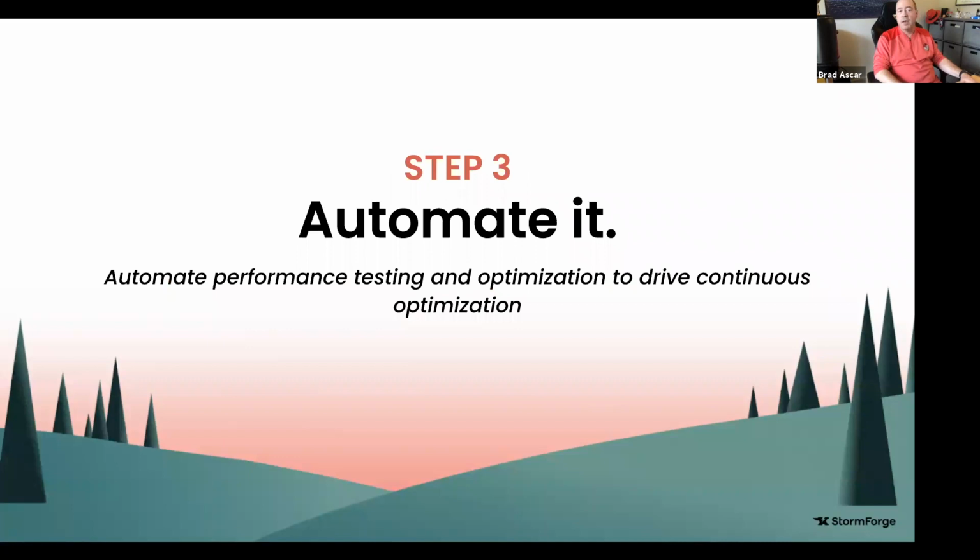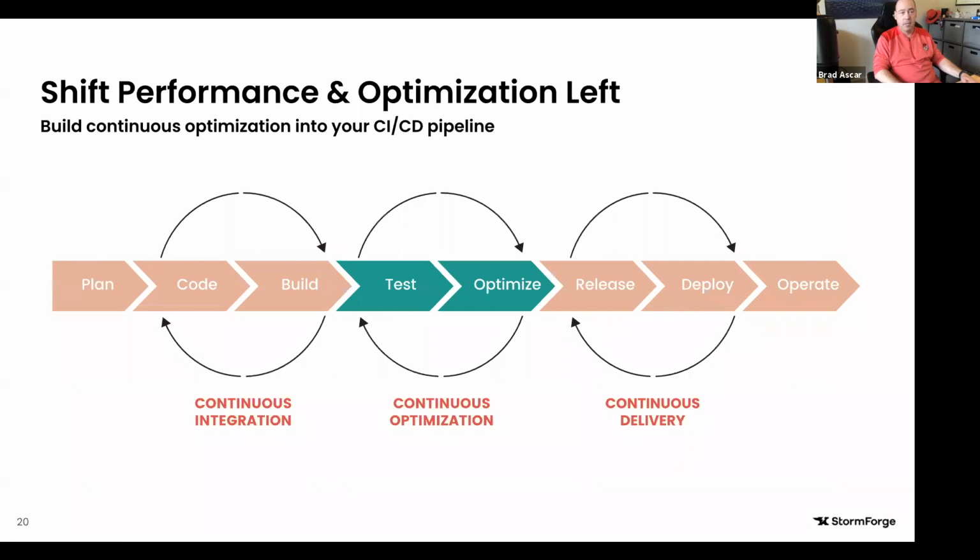So getting to automate it. Automate your performance testing and optimization to drive continuous optimization. So as we talk about in your CI/CD pipelines, we want to do a shift left. And part of that shift left is in your continuous integration towards continuous delivery, which you're probably already doing, we want to insert this step in the middle.